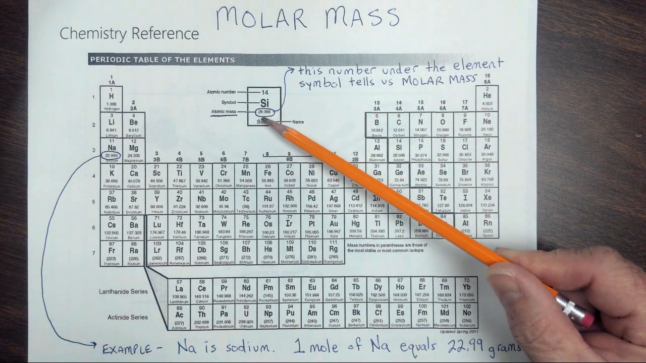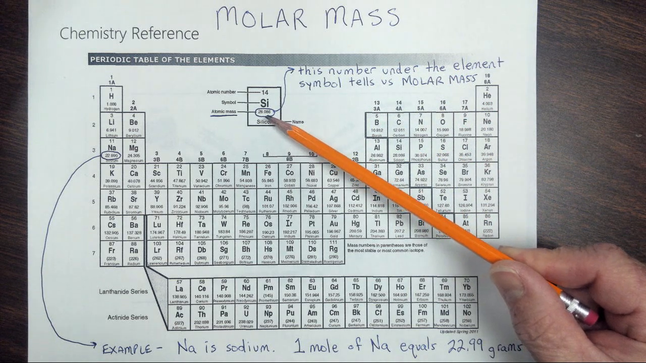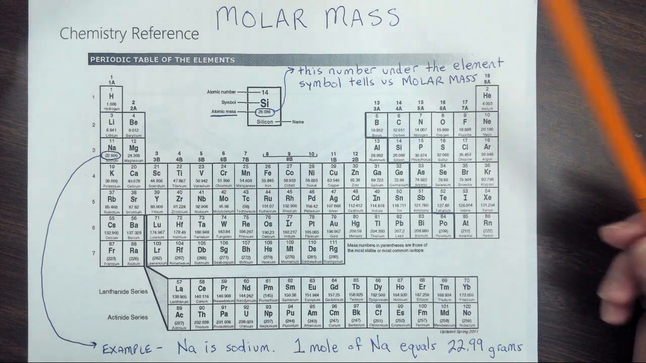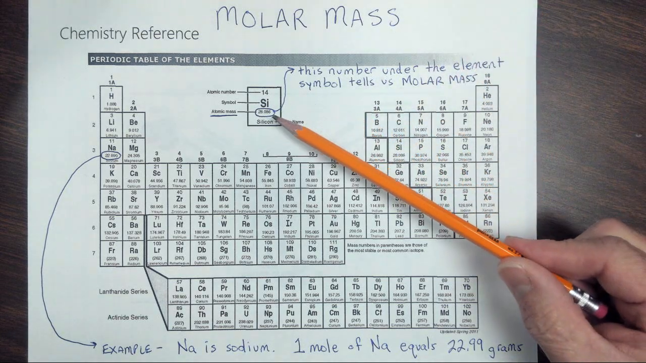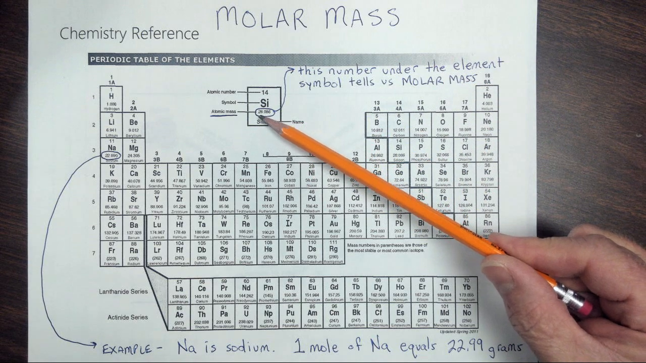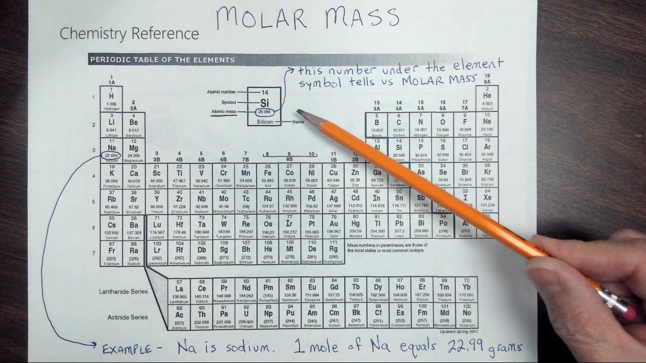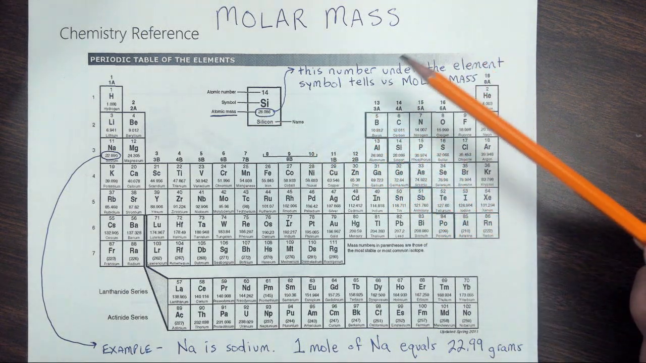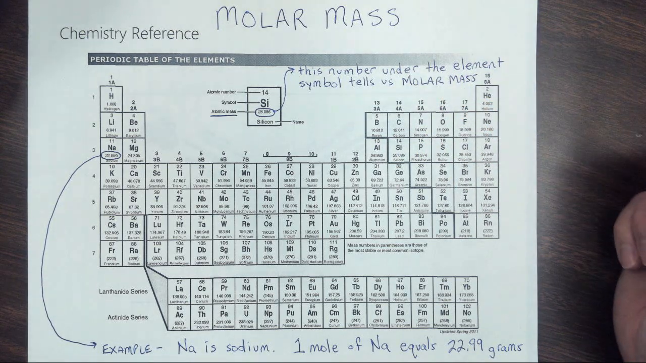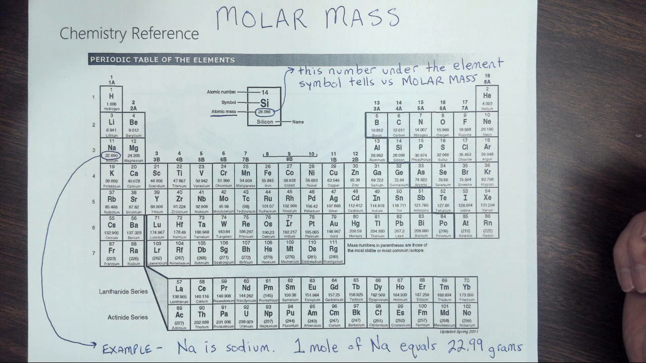So, underneath silicon, it says 28.086. I know that might be hard for you to see. That simply means that 1 mole of silicon is equal to 28.086 grams of silicon. Interchangeable, they're equal. It's like saying 1 dozen donuts is equal to 12 donuts.